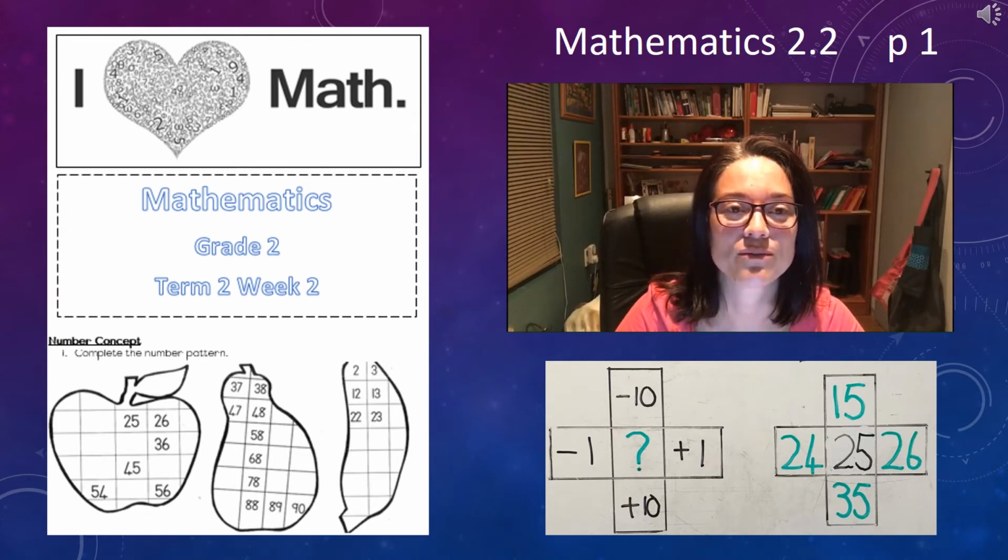For the first activity on this page, you have to remember when we look at a 100 chart, the number above, you minus 10, the number below, you plus 10, the number on the left is minus 1, and the number on the right is plus 1. So I gave you an example here of 25, so the number on top of 25 will be 15, next to it will be 24 and 26, and then below it will be 35. So using the numbers I gave you, go complete the missing numbers on the fruit.